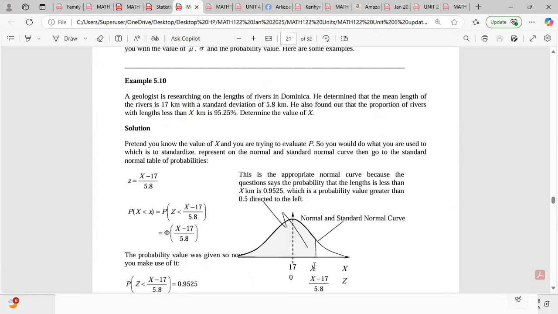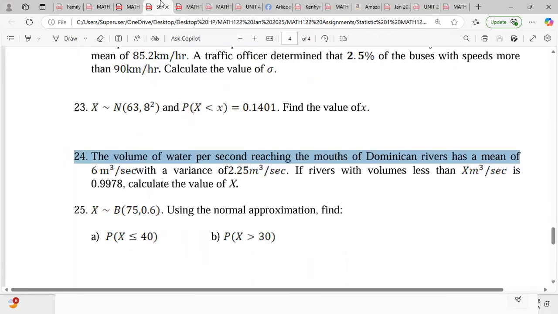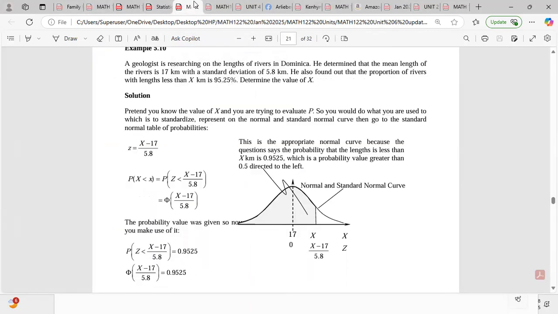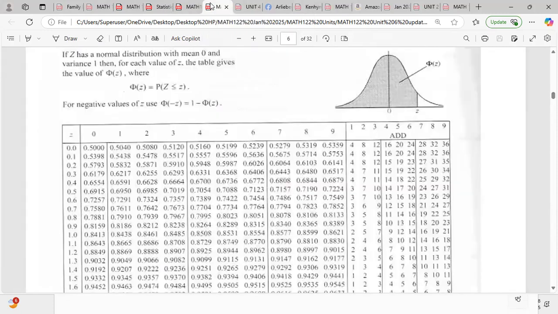So you must start on the right. As you can see, here it is. So this example is quite similar to number 24. Very much similar. 0.9978 towards the left. 0.9525 towards the left. Okay, so here is your x. The x you're looking for. The mean is 17. You standardize, you get 0 for z. And here you have x minus 17 over 5.8. So now we can go straight into the table with 0.9525 to get the z.